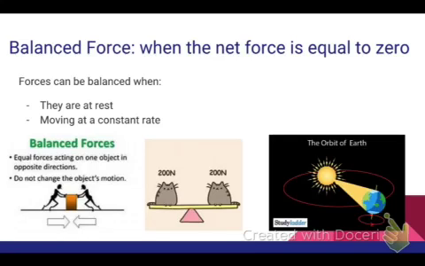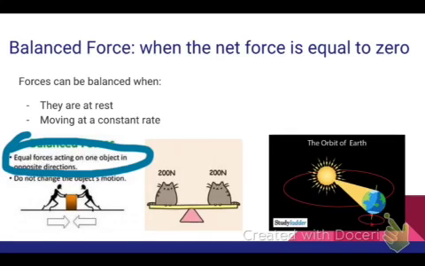So now that we know what forces are, like friction, electricity, gravity and magnetism, all those forces, we need to talk about what a balanced force is versus an unbalanced force. So a balanced force is when the net force is equal to 0. Okay? Forces can be balanced when they're at rest or moving at a constant rate. Balanced forces are equal forces acting on an object in opposite directions, and they do not change the object's motion.